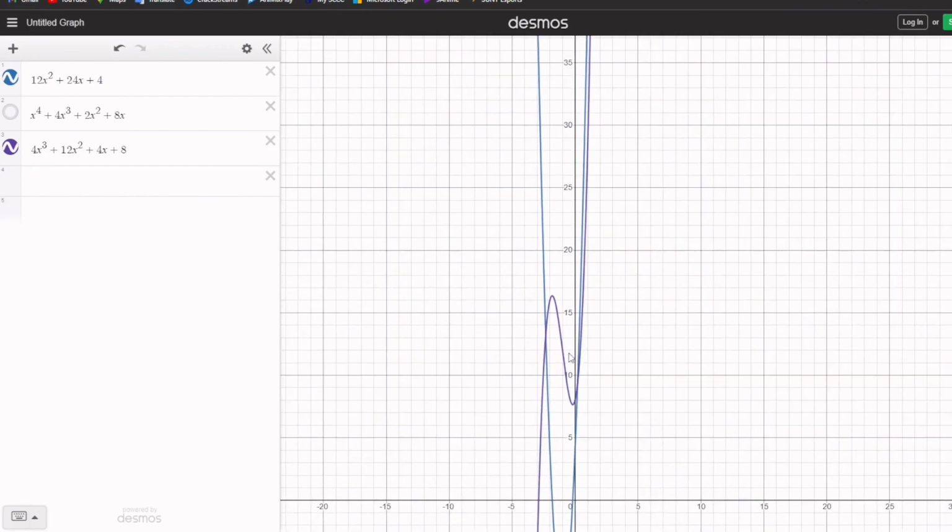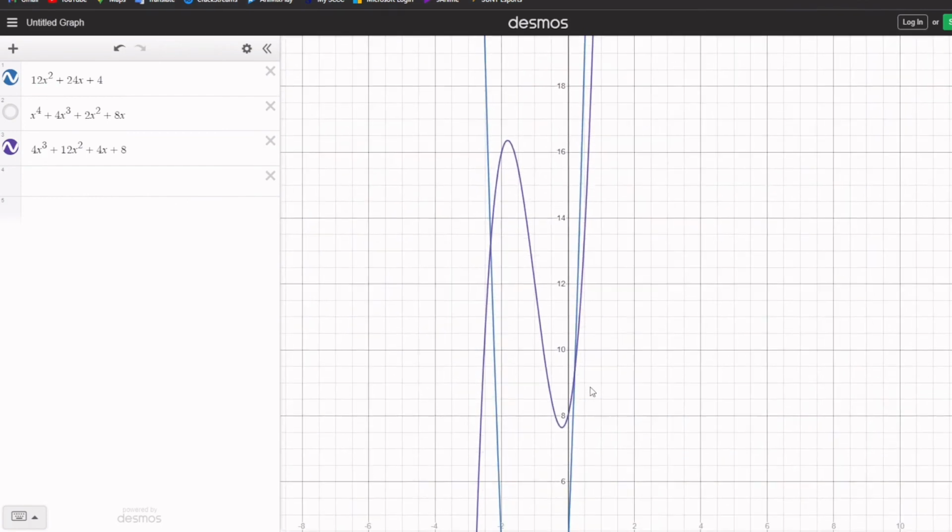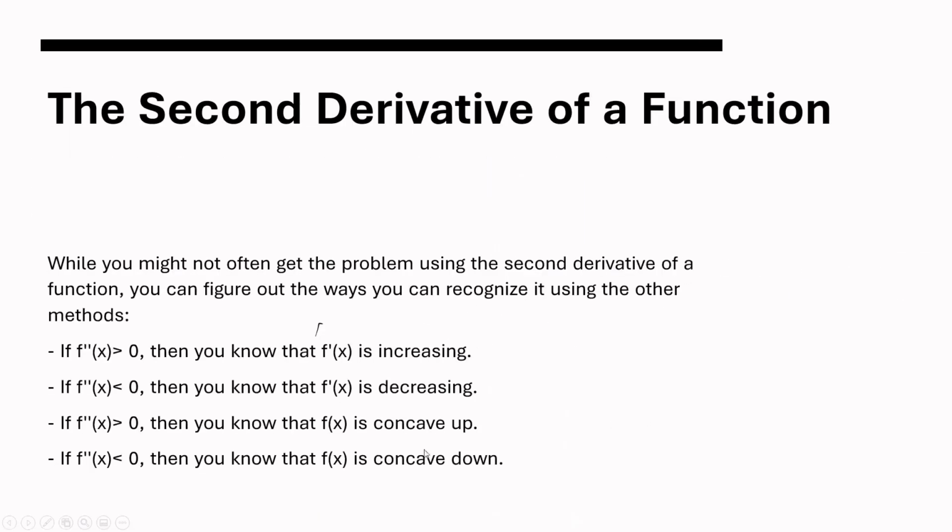So that definitely sounded like a lot, but it all stems back to the simple rules that we went over before, which was if it's greater than 0, we know that it's concave up for the original function and increasing for the first derivative, and if it's less than 0, we know that it's concave down on the original, and the first derivative is decreasing.